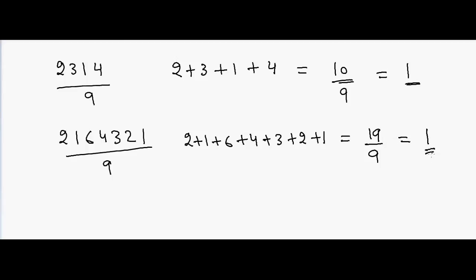So again, if you divide this number by 9, your remainder will be 1. Another thing you can also do is add 9 plus 1, that will give you 10, and then add 1 plus 0, that will give you 1. So your remainder will be 1.